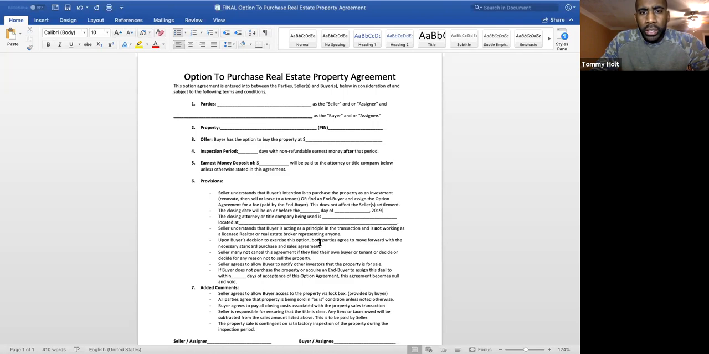Upon buyer's decision to exercise this option, both parties agree to move forward with the necessary standard purchase and sales agreement. Basically, I'm telling them, once you sign this paperwork, you're agreeing that you're going to move forward with this, okay? Seller may not cancel this agreement if they find their own buyer or tenant and decide for any reason not to sell the property.